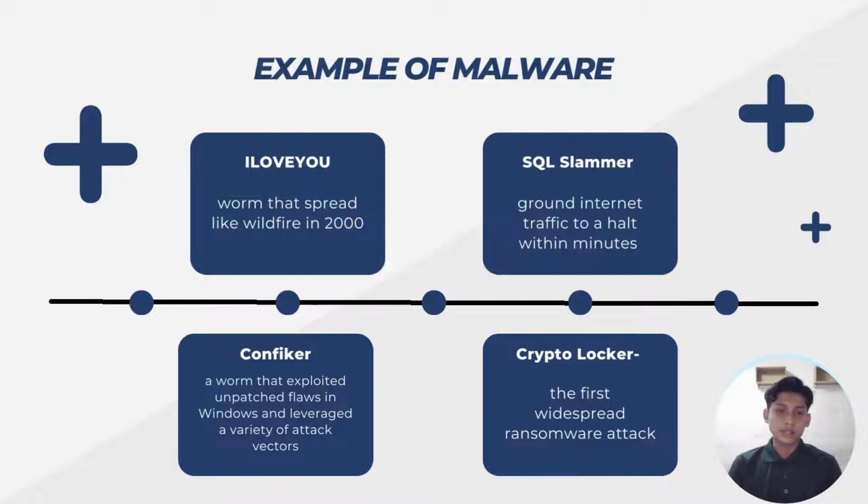Next malware is Conficker, a worm that exploits unpatched flaws in Windows and leverages a variety of attack vectors, from injecting malicious code to phishing emails to ultimately cracking passwords and hijacking Windows devices into a botnet. Lastly is CryptoLocker, the first widespread ransomware attack, whose code keeps getting repurposed in similar malware projects.